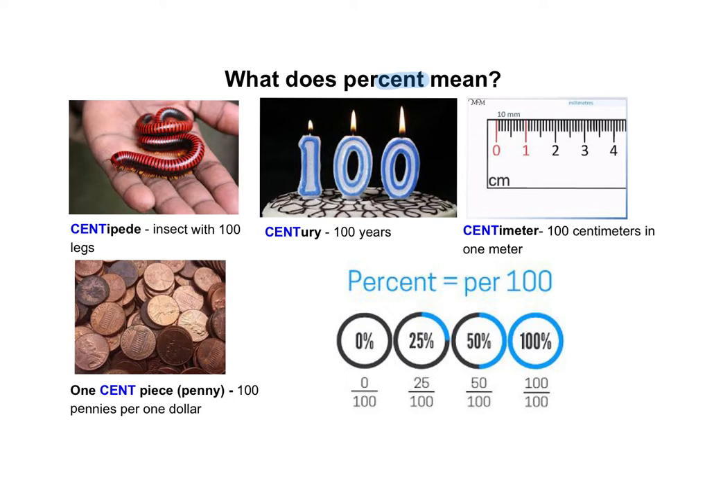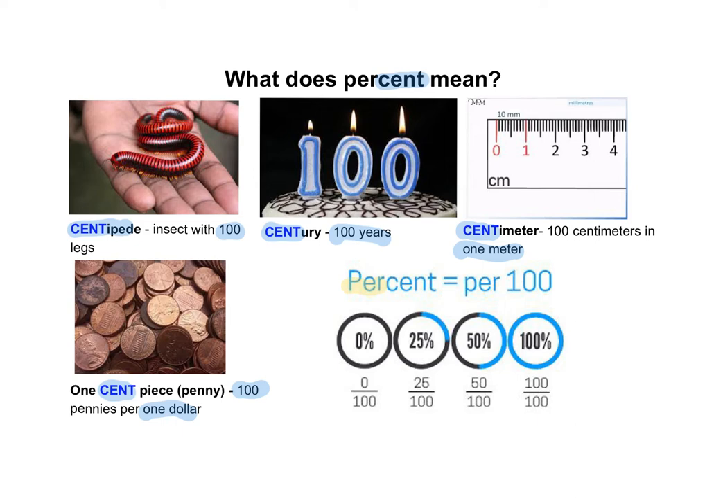Like we see it in centipedes, which is an insect with 100 legs, key 100. A century, which is 100 years. A centimeter is called that because 100 centimeters create 1 meter. And in the United States, we also call our pennies a cent because it is 1/100th of a dollar, meaning 100 pennies per $1. So per cent.